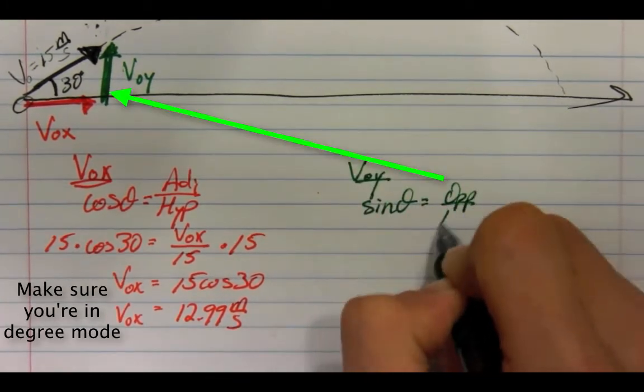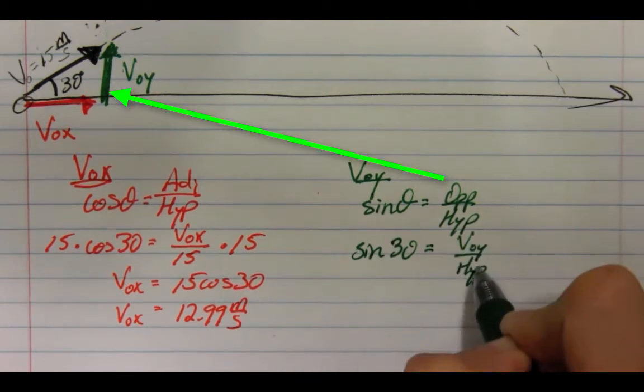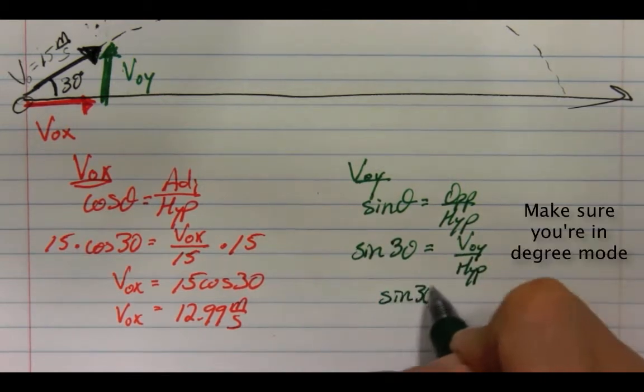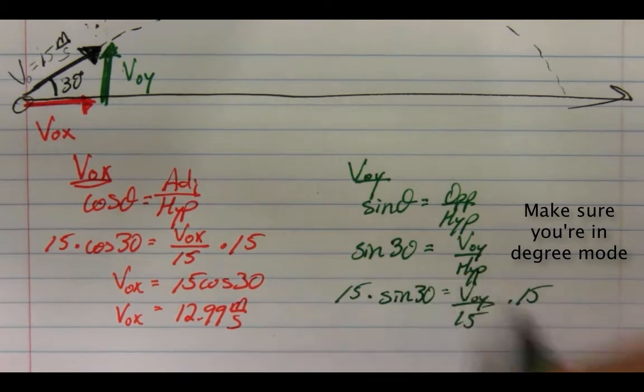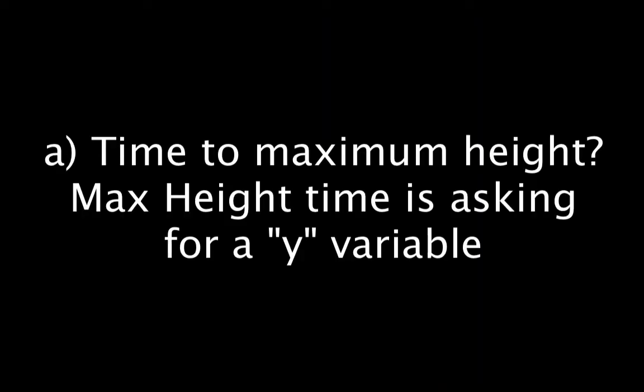I'm going to do the same steps for VOY using my sine trig identity. Plug in all the necessary information, multiply both sides by 15 to isolate VOY to get 7.5 meters per second. Alright, now to solve for A.